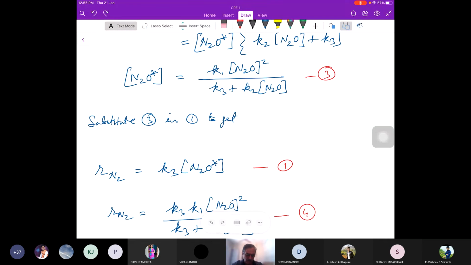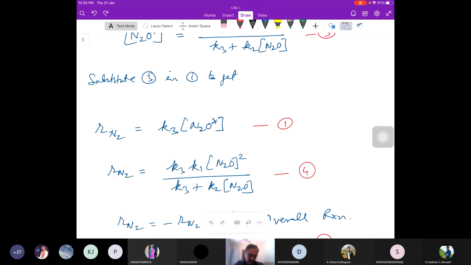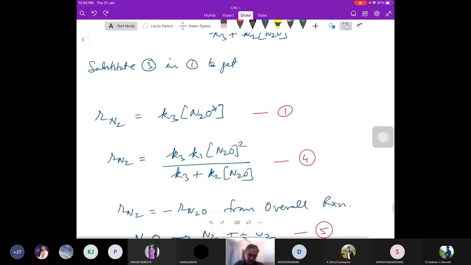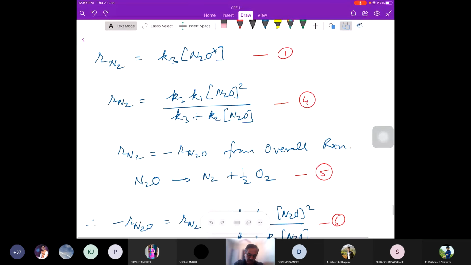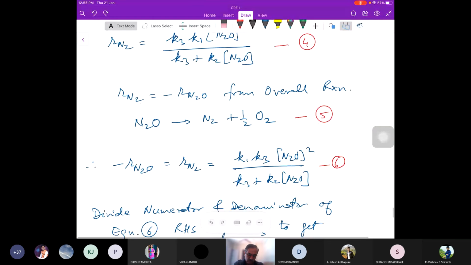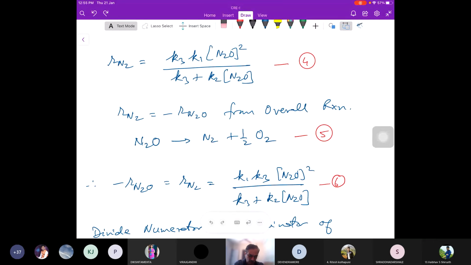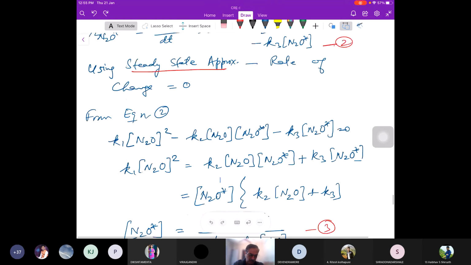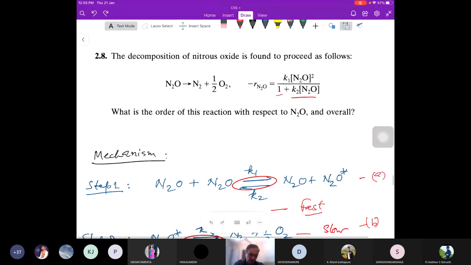measure, so we can substitute in the rate equation, जो हमारा सोर्स स्टेप था उसका rate equation, which is Rn2 is equal to K3 into [N2O star]. Substitute किया हमने, we get Rn2 is equal to K3 into K1 [N2O] square upon K3 plus K2 into [N2]. Right? और दूसरा ये देखना है कि उसको क्या चाहिए, what he wants is, if you look at the problem statement, he wants Rn2 minus Rn2O, right?